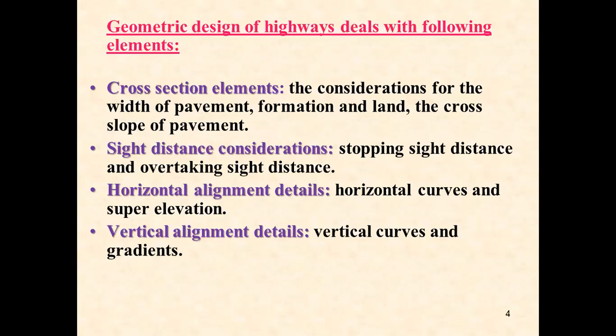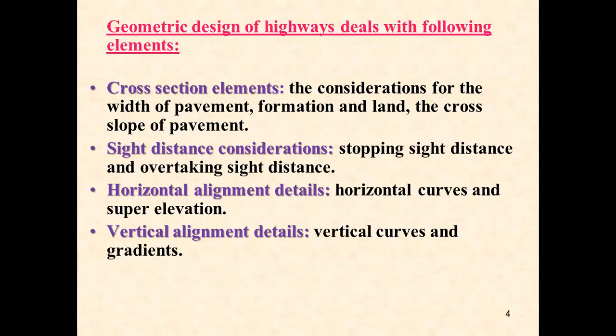Similarly, the gradient is provided in the hill. We can see that the elevation changes. When the elevation changes, we provide the gradient. So the gradient is provided in such a way that the road vehicle can climb easily. That elevation is called the gradient, the slope we provide, so the road vehicle can climb very easily. In that direction we design the gradient.